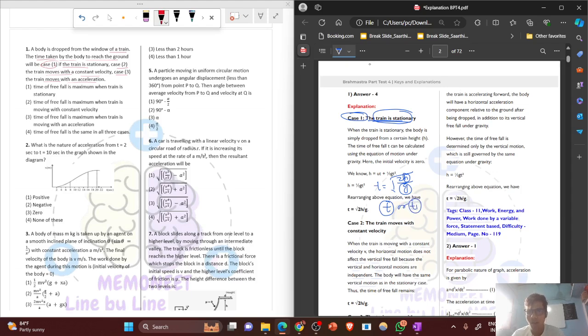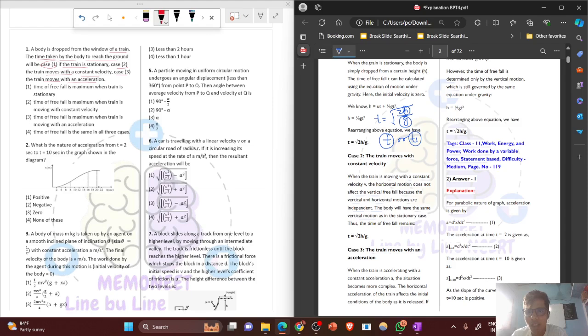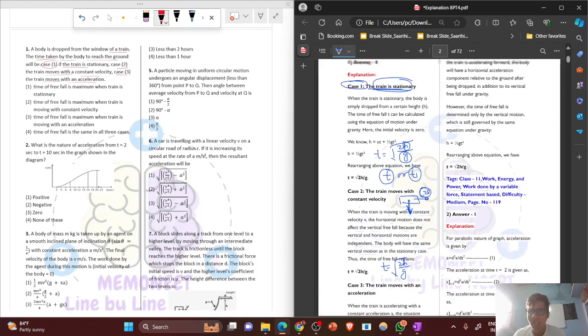Now, moving ahead, when the train is moving with constant velocity in this direction, let's suppose v, and the ball is falling in the vertical direction, so there is no effect of this v along the vertical direction. The time of flight will remain the same. Means the time of flight in the case of a stationary train and a train moving with constant velocity, there is no difference in the time of flight. But when the train starts accelerating, okay, then what will happen?